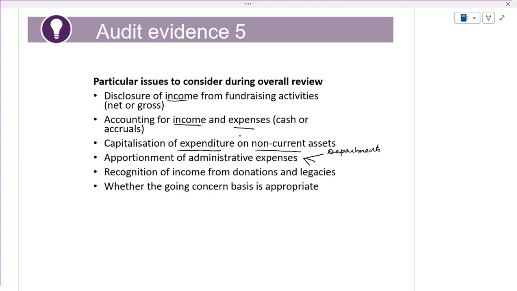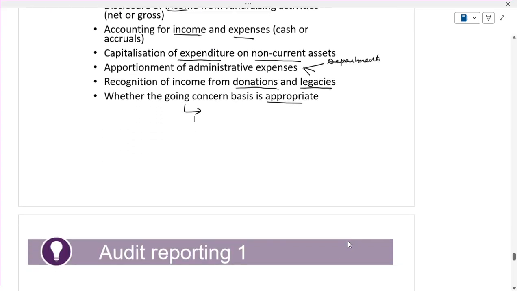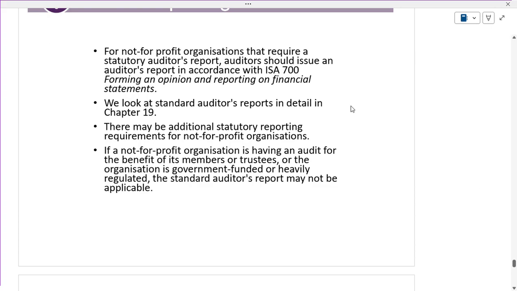Recognition of income from donations and legacies. People will say that every year I will give. People will say that after the death, this is what I am contributing to the trust. Okay, they will write the will. When they are writing the will, according to the will, it has to be accounted. Whether going concern basis is appropriate. Here also we are saying that whether the organization, be that trust organization or not-for-profit organization, will work for the next 12 months. Going concern concept will be there. They are talking about the things here.